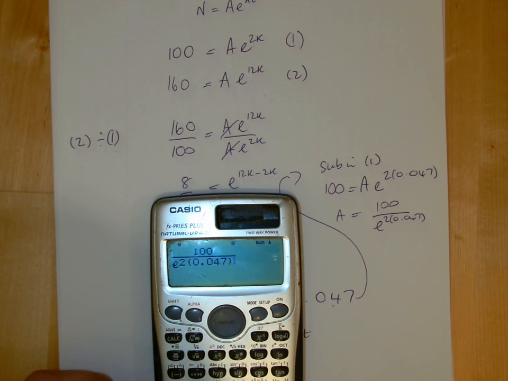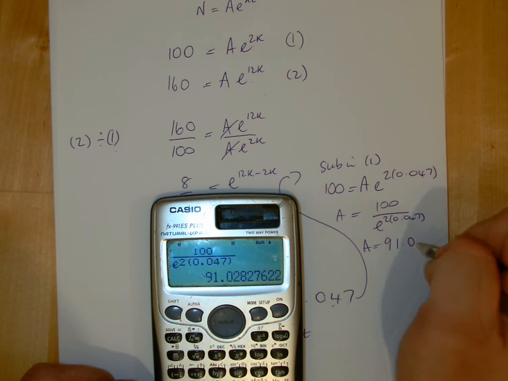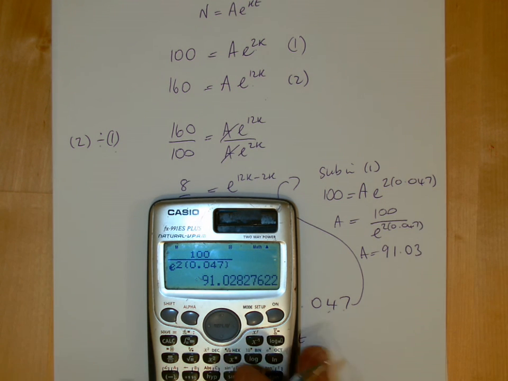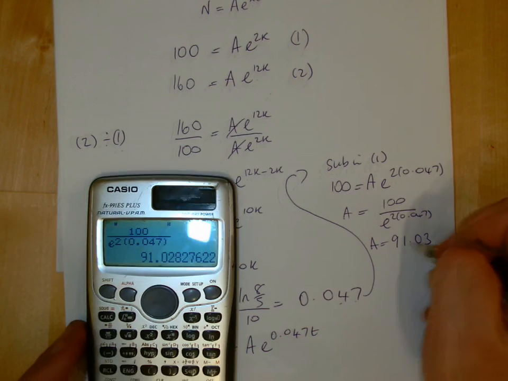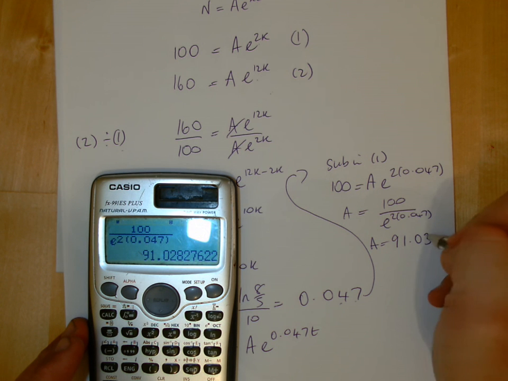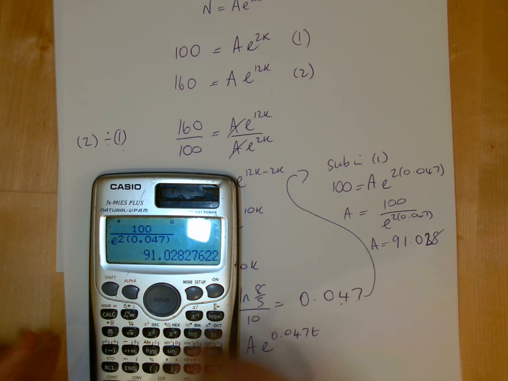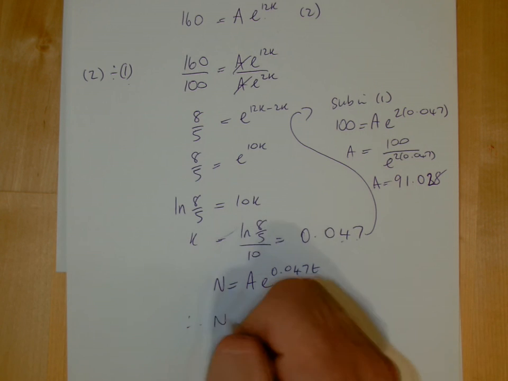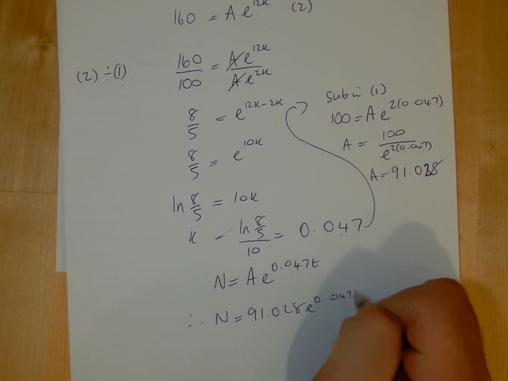I think I've typed that in right, and I've got 91.003, right, 91.03 rounded to 2 decimal places. Well, perhaps I'll put 3 decimal places because k was rounded to 3 decimal places, wasn't it? So 91.028. That would make more sense. So then I could say, therefore, n is equal to 91.028 e to the 0.047t.